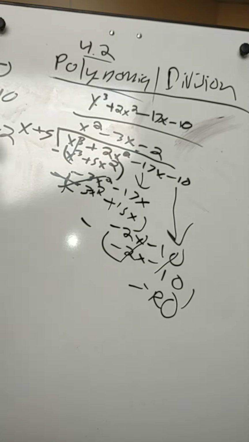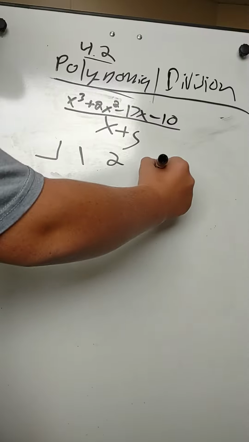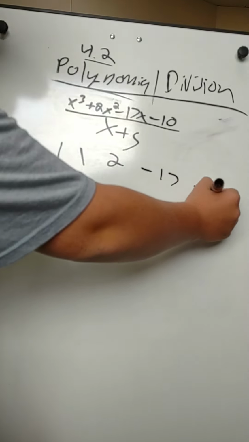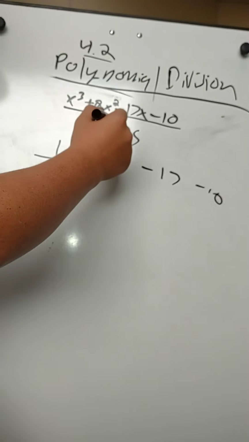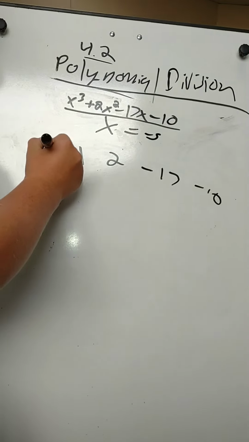So now let's try doing it synthetically. Alright, so if you'll recall, we don't need to put in any placeholders, so we can just put that right in the equation. So 1, 2, negative 17, and negative 10. And for the denominator, remember we need to solve for x, but it's just going to equal negative 5. So plug that in there.